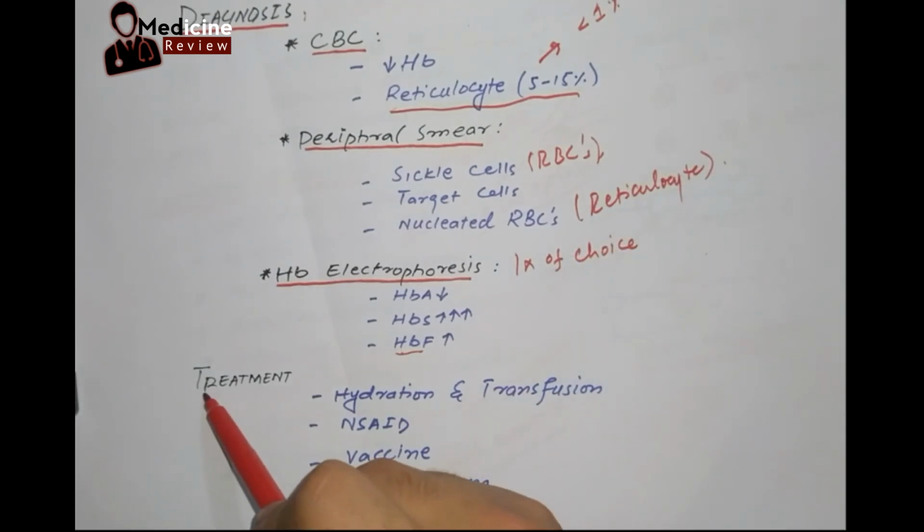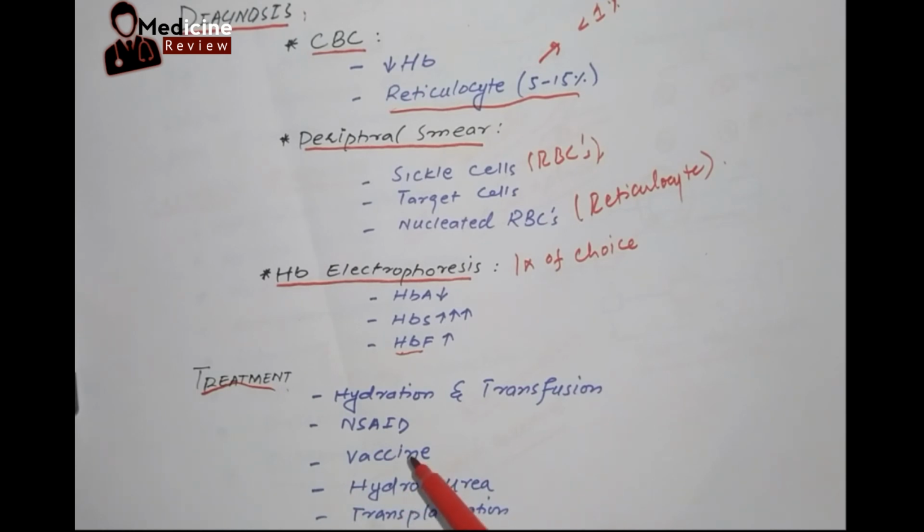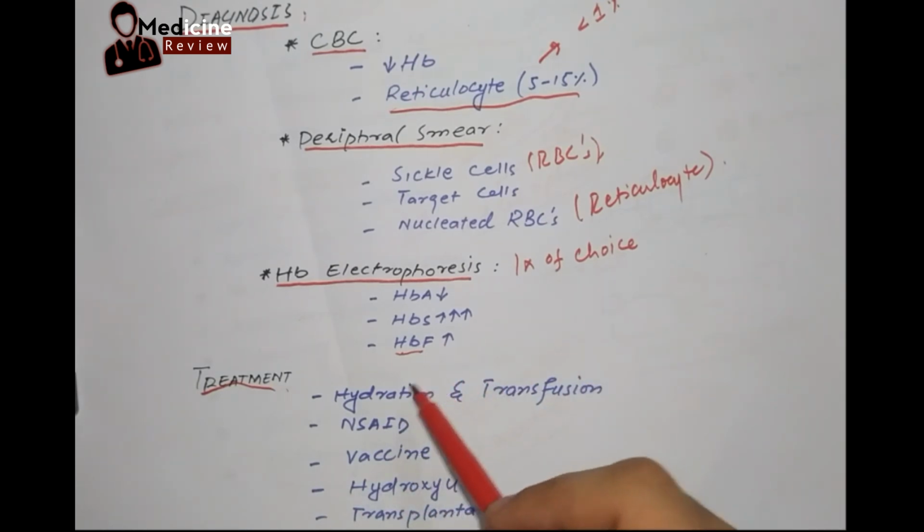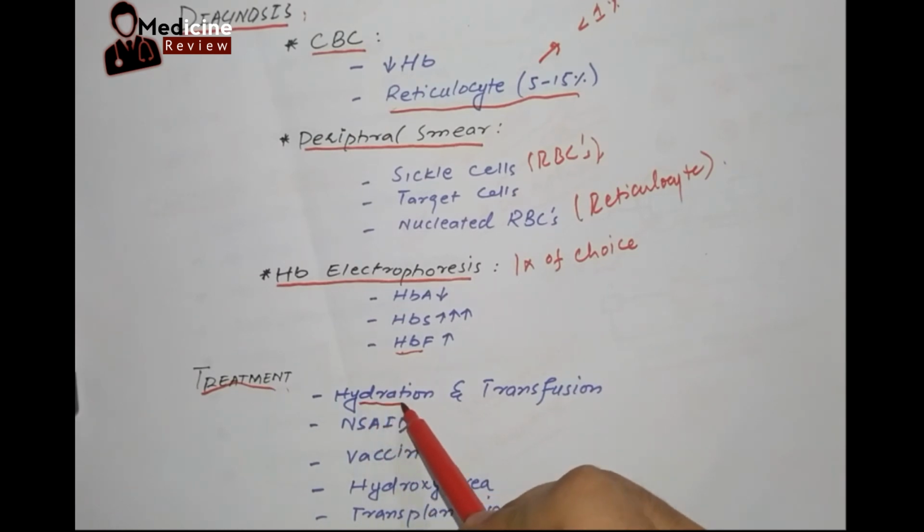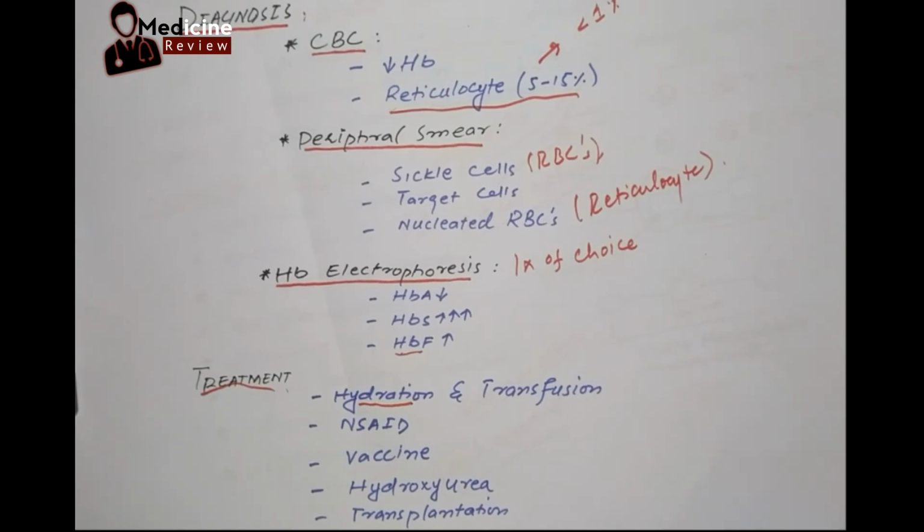Another is treatment. In treatment, the main thing is we should protect the patient from dehydration. This sickling shape of the RBC is caused by dehydration, or we can say hypoxia. So always keep the patient hydrated. Never let the patient become dehydrated.